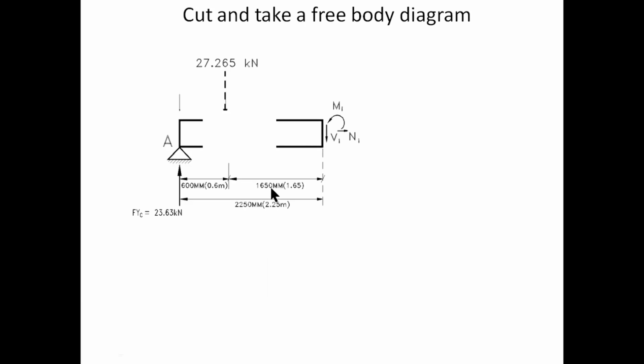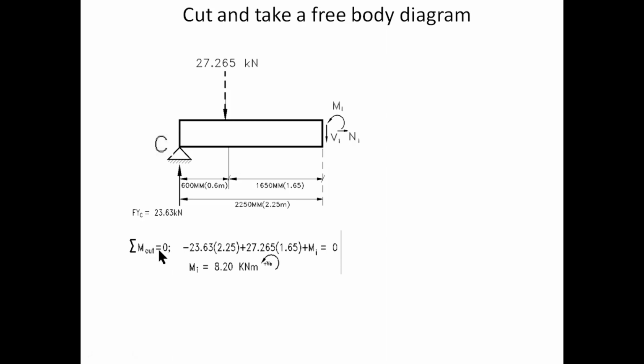Right, now it's time to do a cut and take a free body diagram around the area where we want to determine the internal forces. In this case it's at 2.25 meters from support C, halfway. If we look at the left side of the cut and assume an internal positive sign convention, we will see shear force down, bending moment anti-clockwise, and normal force tension outwards. Now let's determine these internal forces, Vi, Ni and Mi.